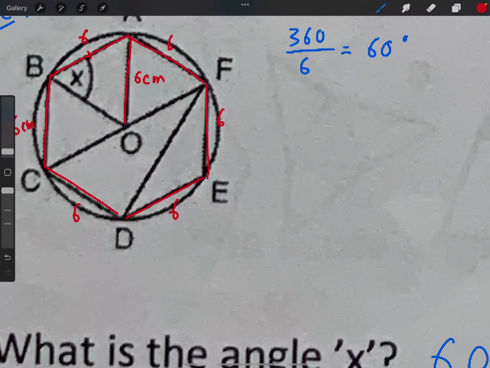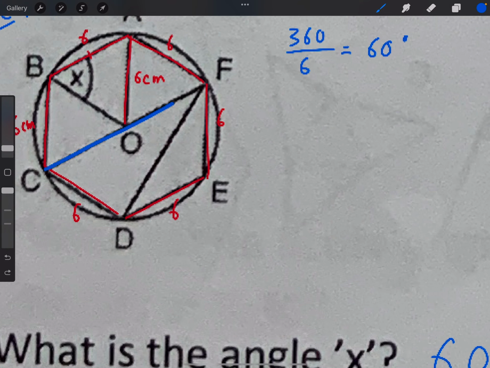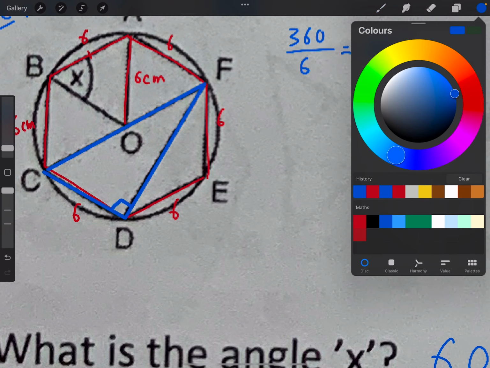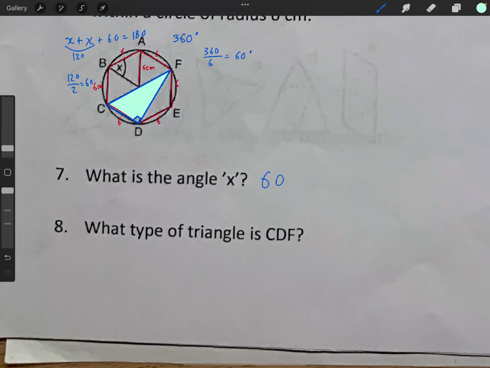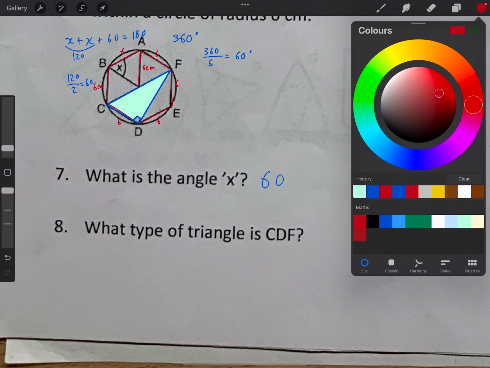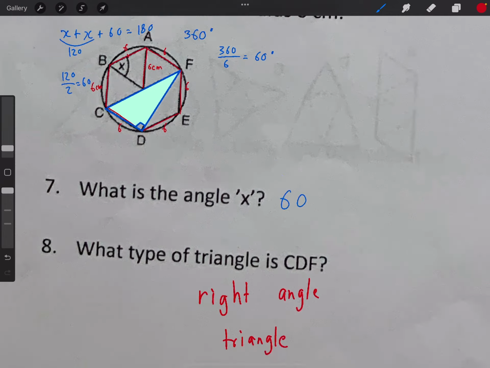Okay. Now, what type of triangle is CDF? So CDF is this triangle here. Let me color that in blue. This is a right angle triangle. Okay, now you don't need to know why it's a right angle triangle for now, just know it's a right angle triangle. This will be explained in the later years to come. So this is a right angle triangle.